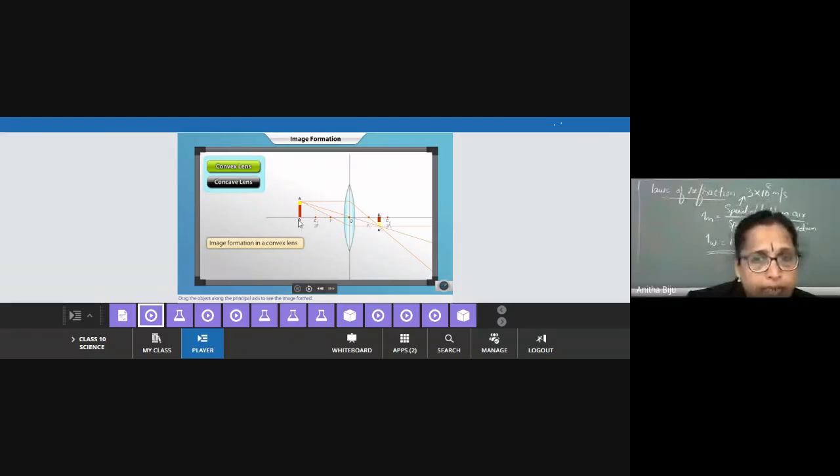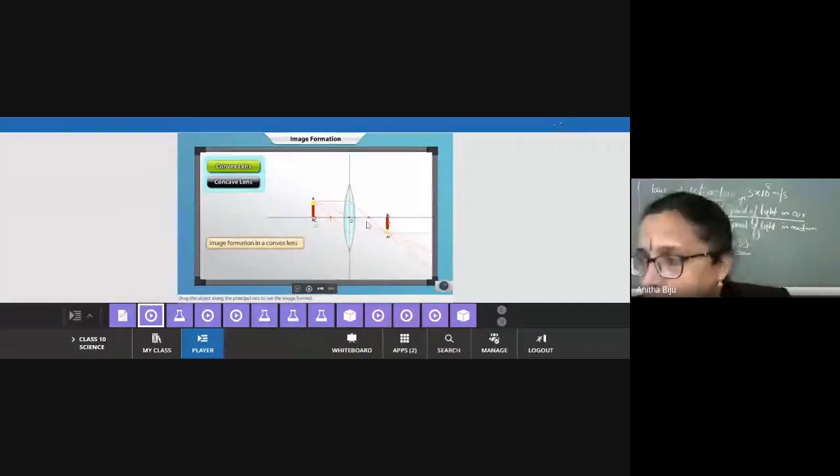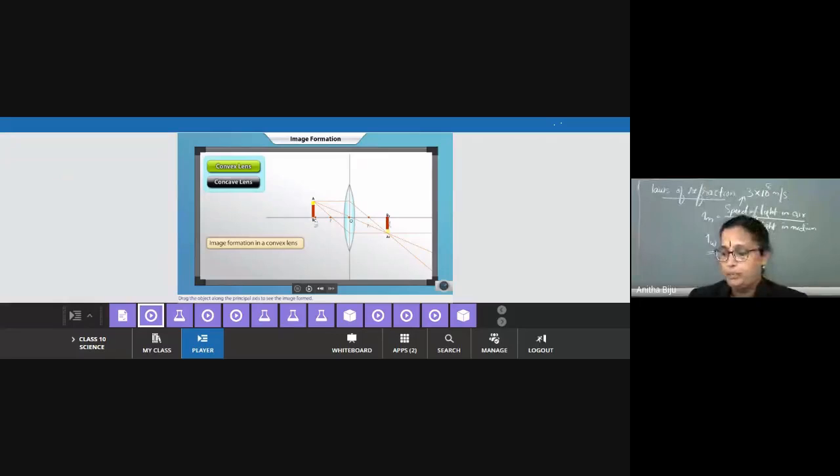Now let us see the change in the image. Now I am keeping it at the center of curvature. Now see the image. It's very simple. If the object is at the center of curvature or at 2F1, in the book it is mentioned 2F1, the image is formed at 2F2. Is it correct? The image is formed at 2F2 on the other side. You can write it down in your copy.